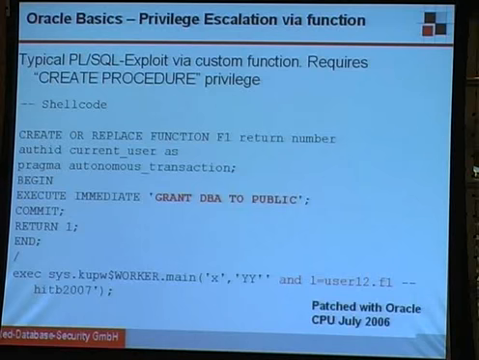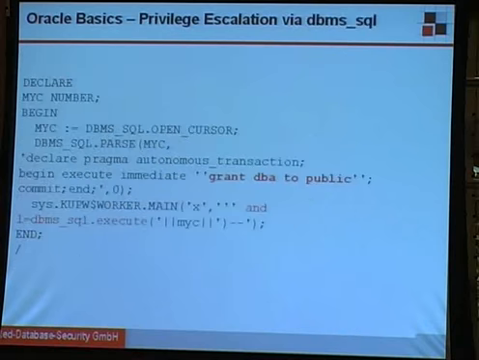And at the Black Hat Federal this year, David Litchfield came up with a new idea using DBMS_SQL. The big advantage of this approach is that you don't need additional privileges. The idea is you create a cursor, a precompiled statement, and this precompiled statement returns a number. And this precompiled cursor can be executed with the command dbms_sql.execute, and then you pass the number of the cursor. Because even if you open a cursor and you don't close the cursor, it's still visible. And here it's similar: dbms_sql.execute, and then you execute grant DBA to public.